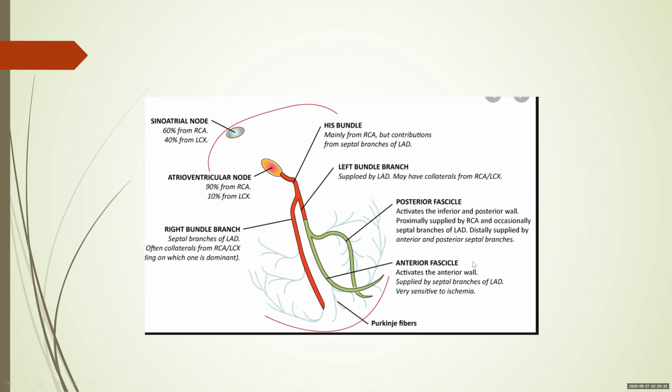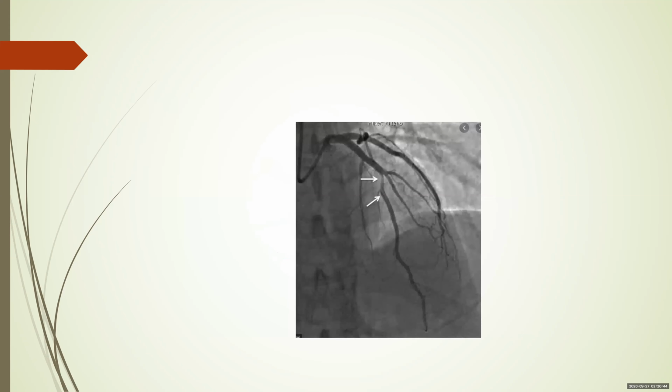Also, I want to turn your attention to the left anterior fascicle. This is also supplied by the septal branches of the LAD. So often you can get a right bundle branch block with the left anterior fascicular block in the setting of an anterior wall MI. So this is the LAD. You can see this is the septal and these are the diagonals. So you can see the septal is the most proximal branch. So if you are developing an occlusion proximal to the septal, you will have a right bundle branch block in the setting of an anterior wall MI.